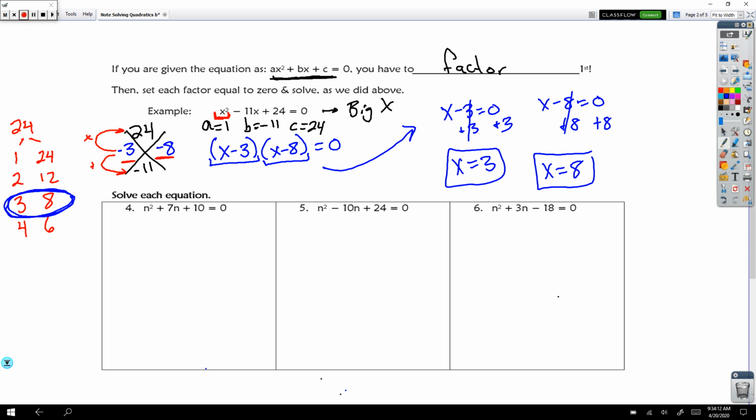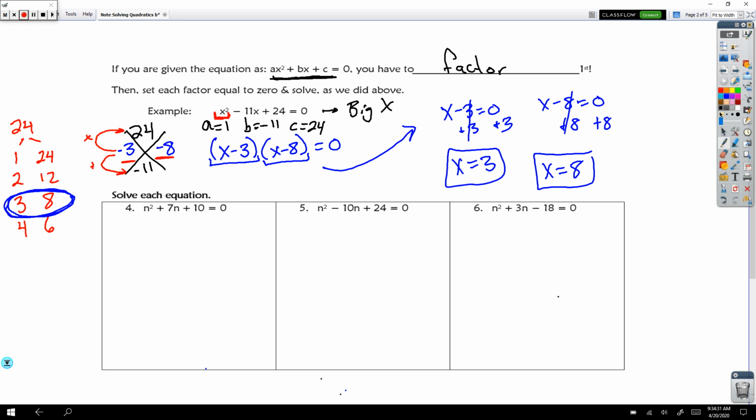Okay, factor it using one of the methods we learned in the previous unit, and then set each factor equal to 0 and solve. So again, if you want to try the next 3 problems on your own first, go ahead and pause the video.